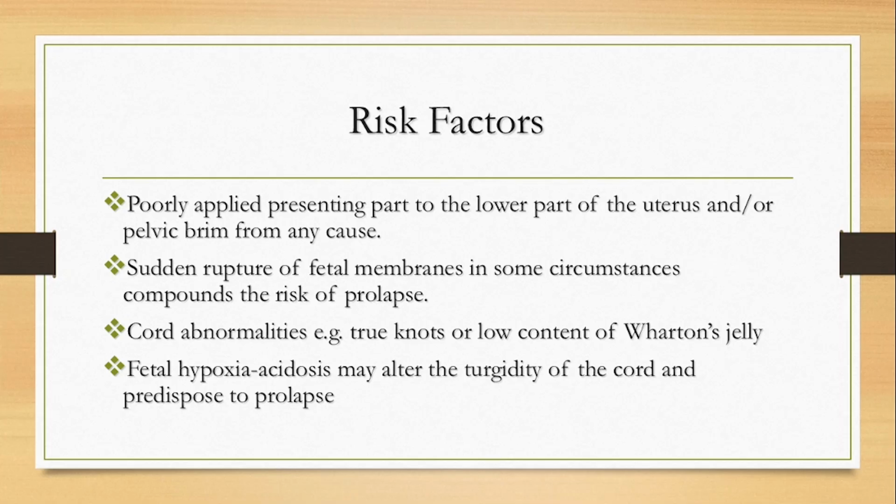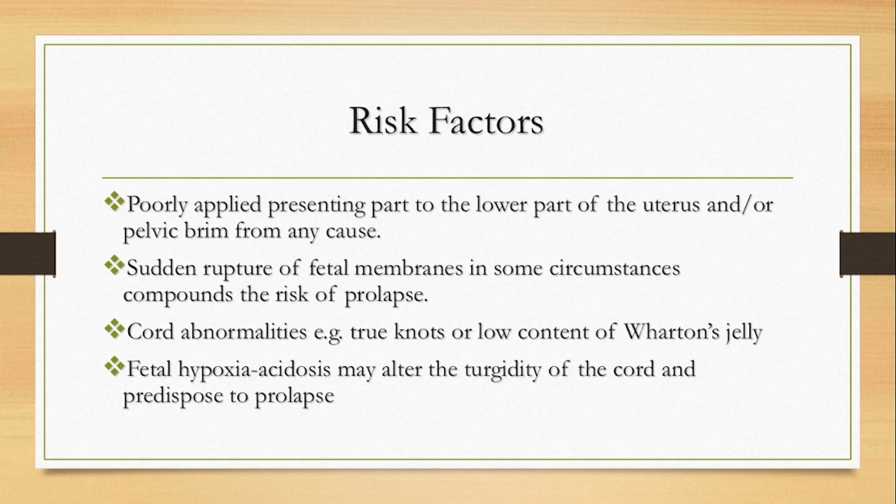The risk factors for cord prolapse, usually it's when the presenting part is poorly applied. It's when there's a space between the presenting part, whether fetal head or the buttocks, then there's a space for the cord to slip into the space between the pelvic brim and the presenting part.